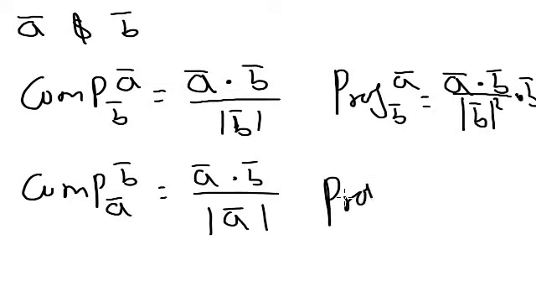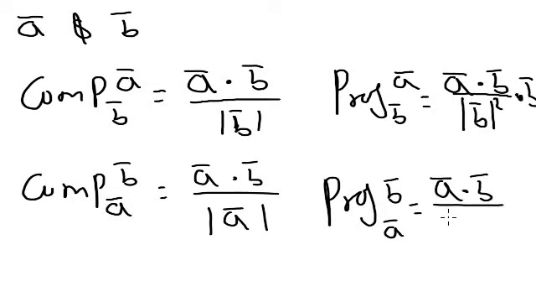which simply means that if you are to find the projection of vector B on vector A, we will need to find the dot product of the two vectors, divided by the square of the magnitude of vector A, and multiply it by the vector A itself.